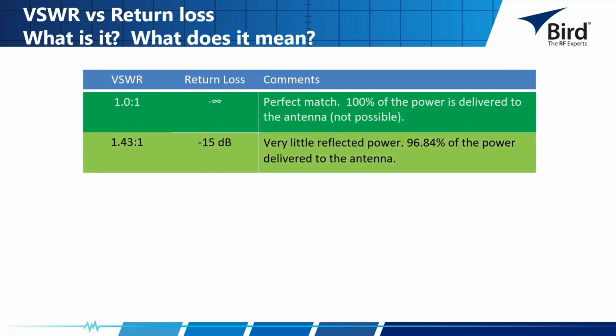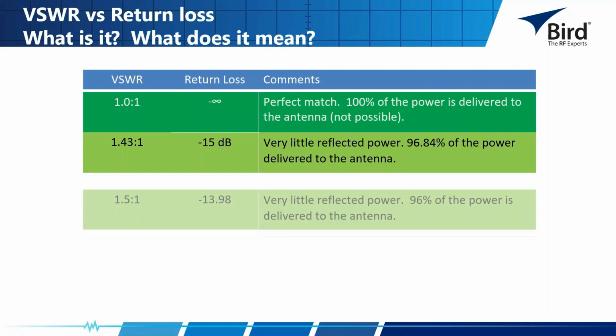If we have a VSWR of 1.43 to 1, that coincides with a negative 15 dB return loss. This also means that very little reflected power is present. 96.8% of the power is delivered to the antenna, and only a little more than 3% of the power gets reflected back. And that's not too bad.